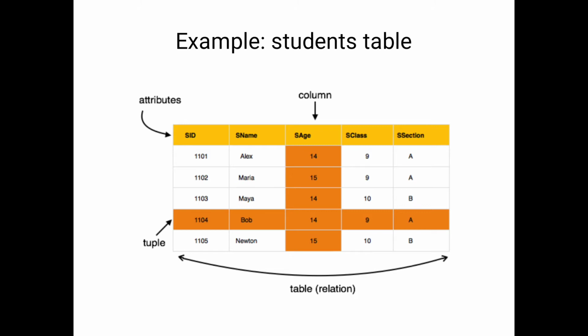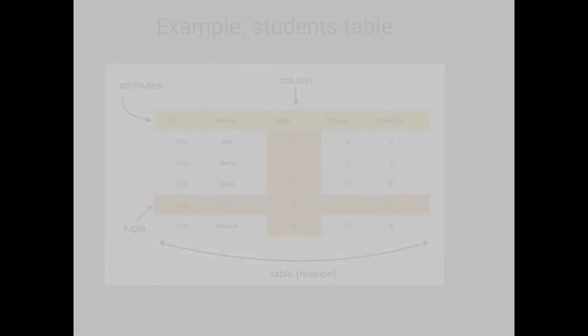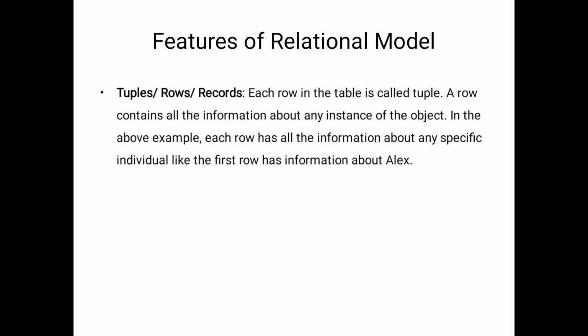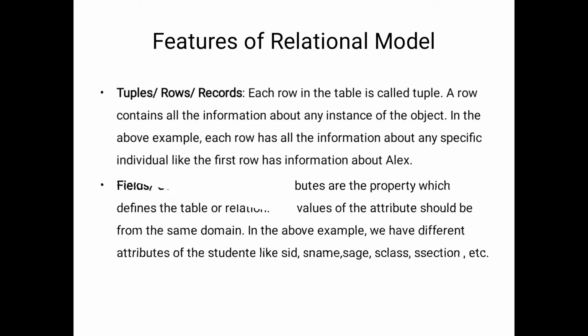Now we will explain other features of the relational model. Once again we will come to this structure. What are the features of the relational model? Actually, here we have two features: one is rows, another one is columns. From the DBMS point of view, the rows are also called tuples or records.